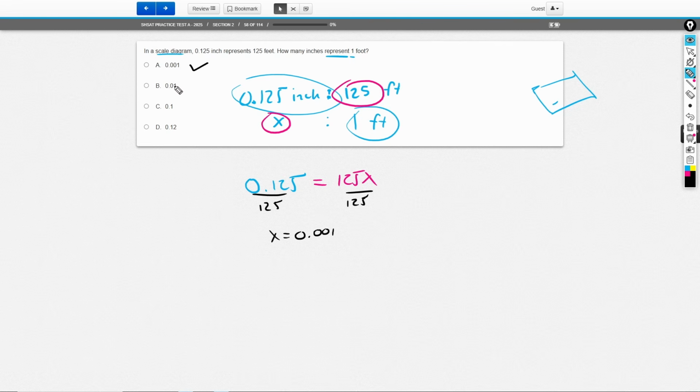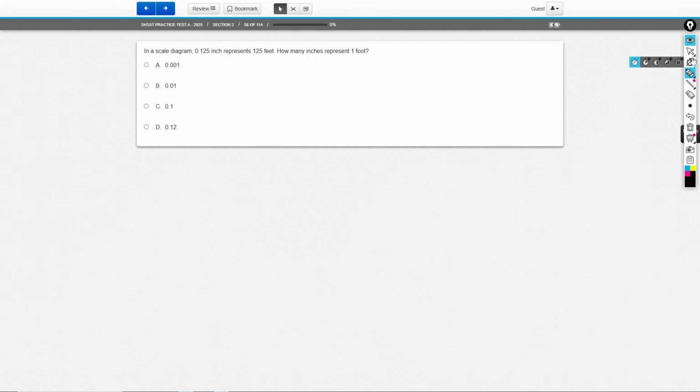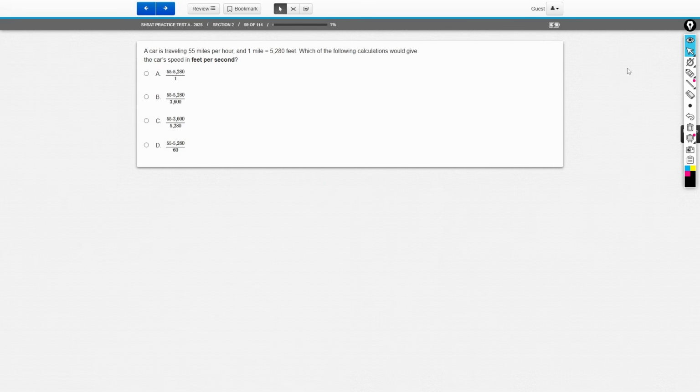If you follow this method on any scale diagram problem, you're bound to get it right, okay? So again, how many blank units, put an X underneath the unit that they're asking about, so how many X units represent 1 foot, then write down the number underneath the other unit, and then always just cross multiply, you're going to get it right, all right? So if this was the real exam, you'd go ahead and you'd click A, and then you'd click this next arrow to get to the next question.